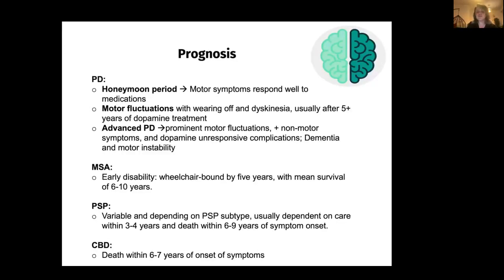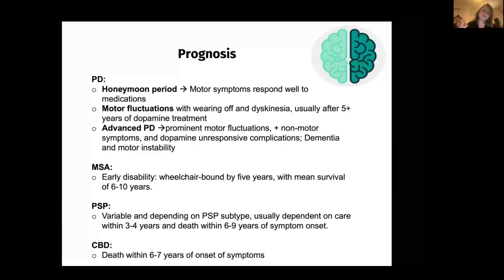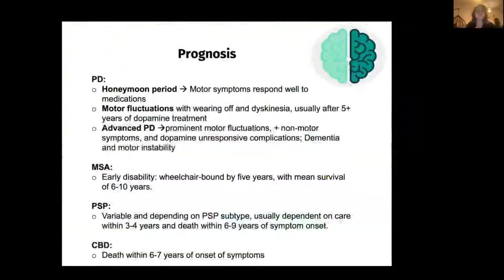And then corticobasal degeneration usually also will cause death within 6 to 7 years of onset of symptoms, again due to all the symptoms that we discussed, like dysphagia and immobility, which has a lot of implications on the overall health of the patients. And therefore, as you can see, the Parkinsonian plus syndromes have the least favorable prognosis, unfortunately. So this concludes my Parkinson's part of the presentation.